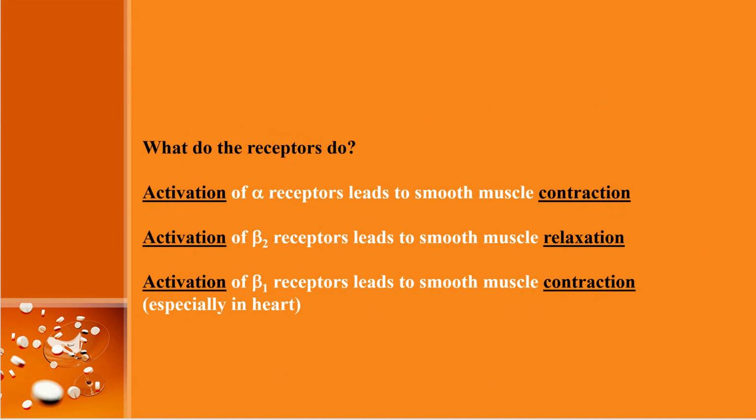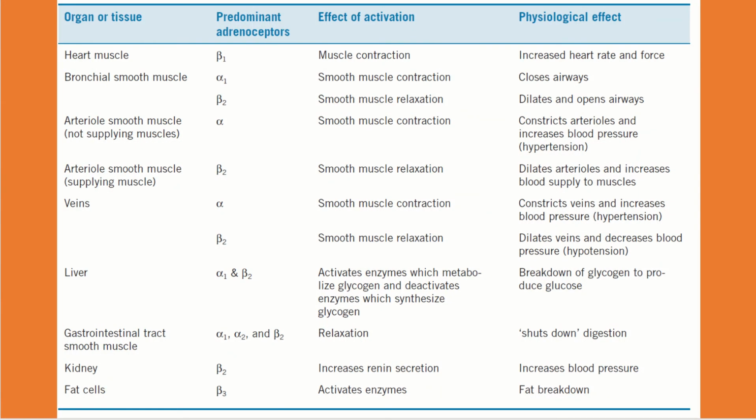So what do the receptors do? We mentioned this already, so we're kind of summarizing. Activation of the alpha receptors leads to smooth muscle contraction. Activation of beta 2 receptor leads to smooth muscle relaxation. Activation of beta 1 receptor leads to smooth muscle contraction. So that is the exception there, right? And then we have this table which further breaks it down: the different organs and the predominant adrenergic receptors. Notice that they are located elsewhere, but we're looking at the predominant adrenergic receptors, the effect of their activation, and the physiological effect.